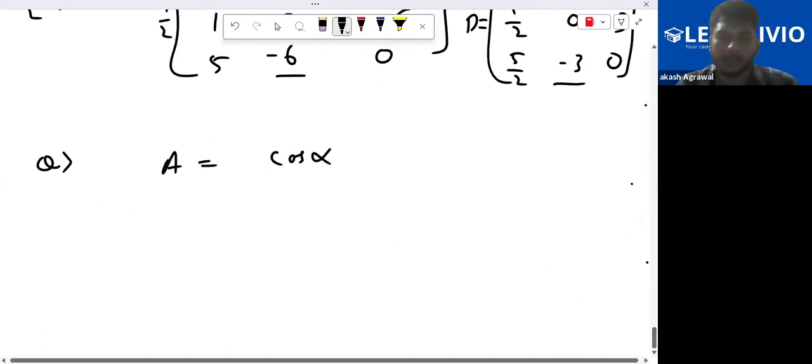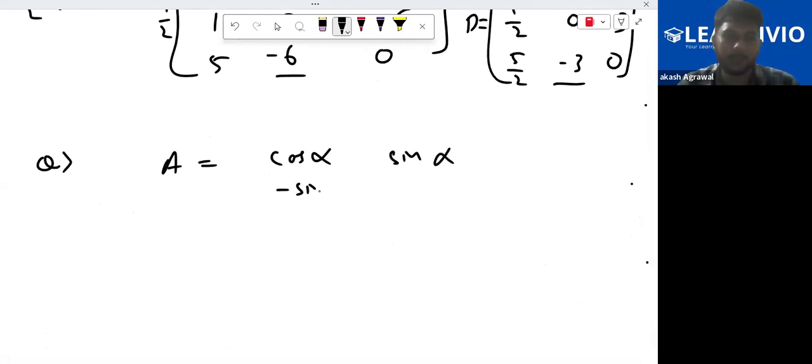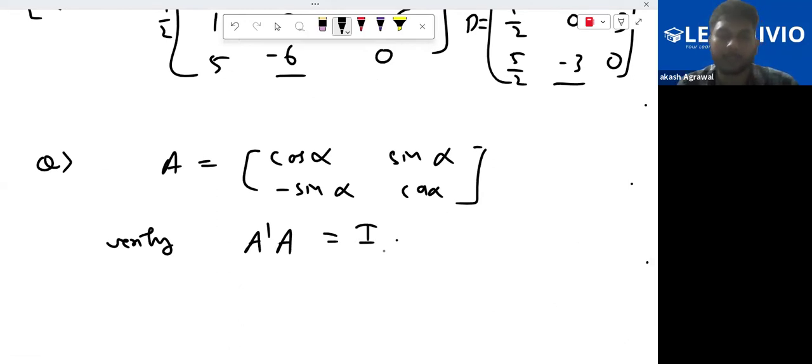So one more question. A is cos alpha, sin alpha, minus sin alpha, and cos alpha. They're saying verify that A transpose times A is identity matrix. Okay.